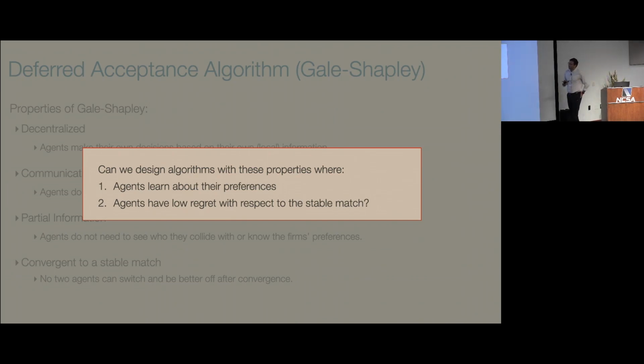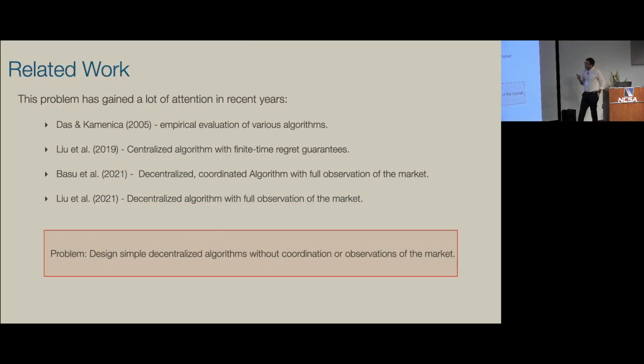So our approach for this part of the talk will be how to design algorithms with all of these properties, except that agents don't know their preferences, so they have to learn about their preferences. And we're going to hope that agents can have low regret with respect to a stable match in these problems. This exact problem has gained a lot of attention in recent years, going back to Das and Kamenica in 2005, and more recently by Lydia Liu and some of her collaborators.